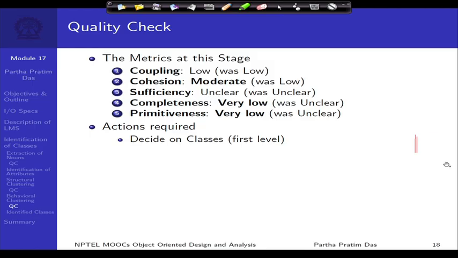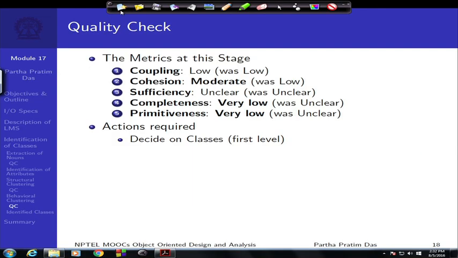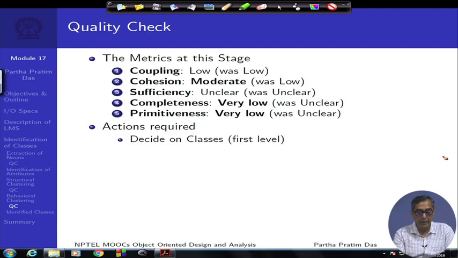If we re-evaluate where we stand right now, we find that coupling is still low, but cohesion has been improving, because we have not only grouped in terms of structural and conceptual similarity, but also applied more considerations to identify what the key abstractions are, what the supporting abstractions are, what the incidental ones are, and so on. The sufficiency is absolutely unclear as yet.